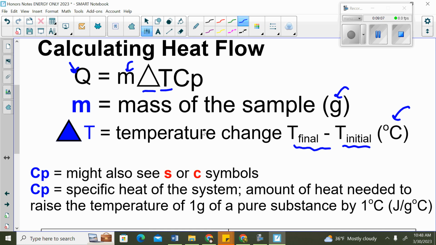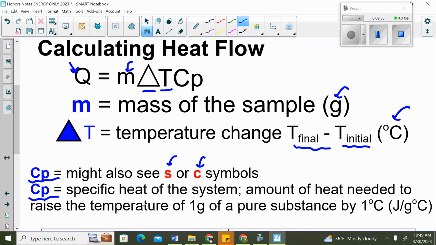Now you might see symbols for S or C. Other teachers might use these. I was trained with CP, and I like to keep it this way because I think S and C get a little confusing for like seconds or calorie, things like that. So your textbook might use S or C, other teachers might. I am sticking with CP because I think it stands out for you as something different, right? So that CP is what we call specific heat.